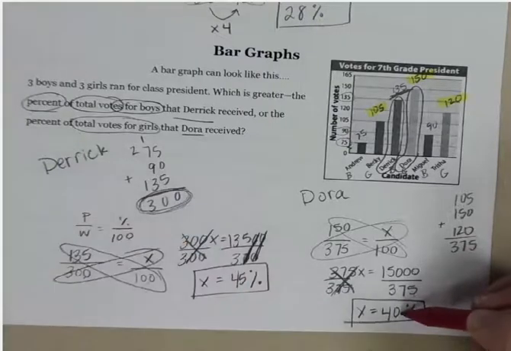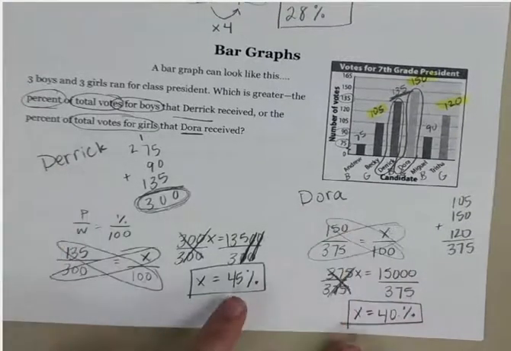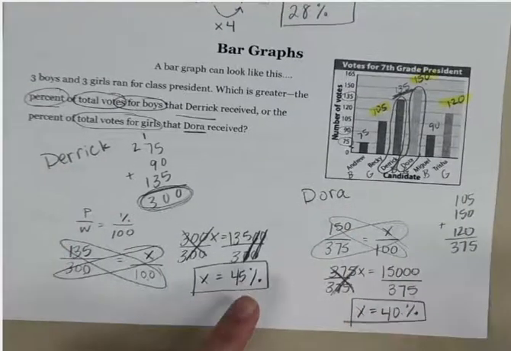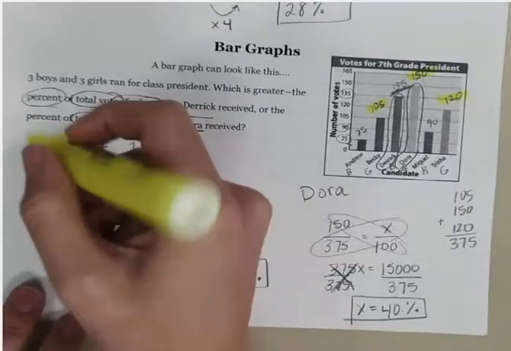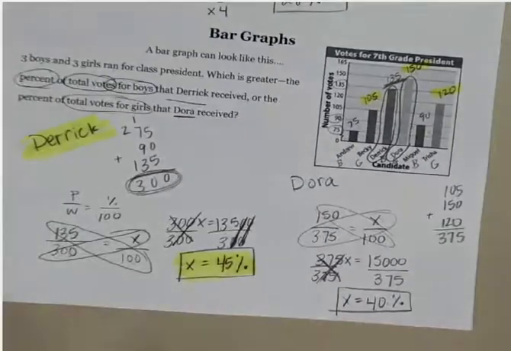Now the question's still not done. It says, who received the greater percent? Was it Derek or was it Dora? Well, what's greater, 45 or 40? Derek did receive the greater percentage of votes because 45 is bigger than 40.